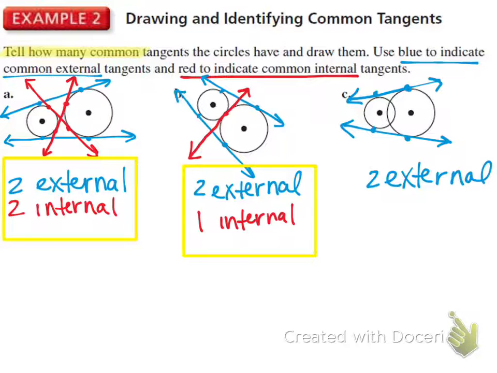So for internal, is there space in between both circles? No. If I drew a line, this would be wrong. If I drew a line, how many times would that line touch both circles? 2 times, which would be a secant. So there aren't any internal. You can list that if you want, but it says how many there are, so you don't have to say that there are 0 internal.